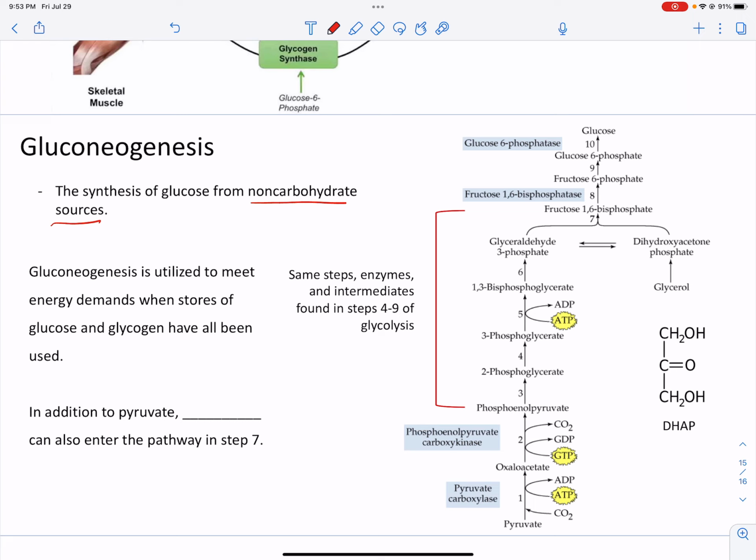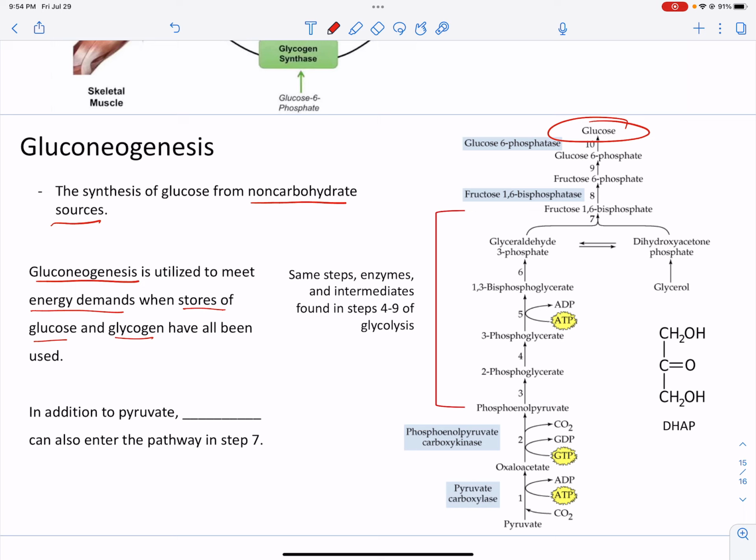Why is it important? So right here, gluconeogenesis is utilized to meet energy demands when stores of glucose and glycogen have all been used. All right. So again, if you're in a state of starvation or fasting or dieting and you don't have any glycogen left, you don't have any glucose left, then the body's just going to pull all its resources and all its reserves from other biological molecules and do everything it can to start producing glucose. Okay.